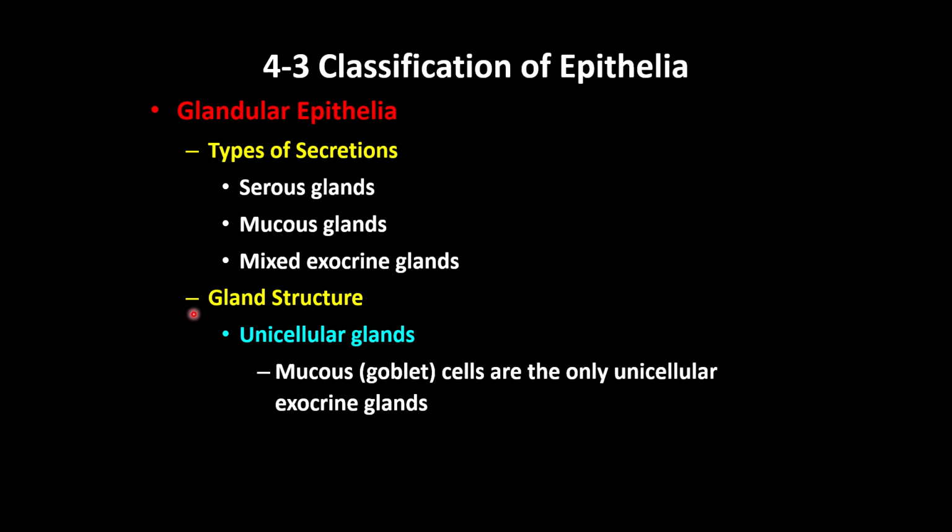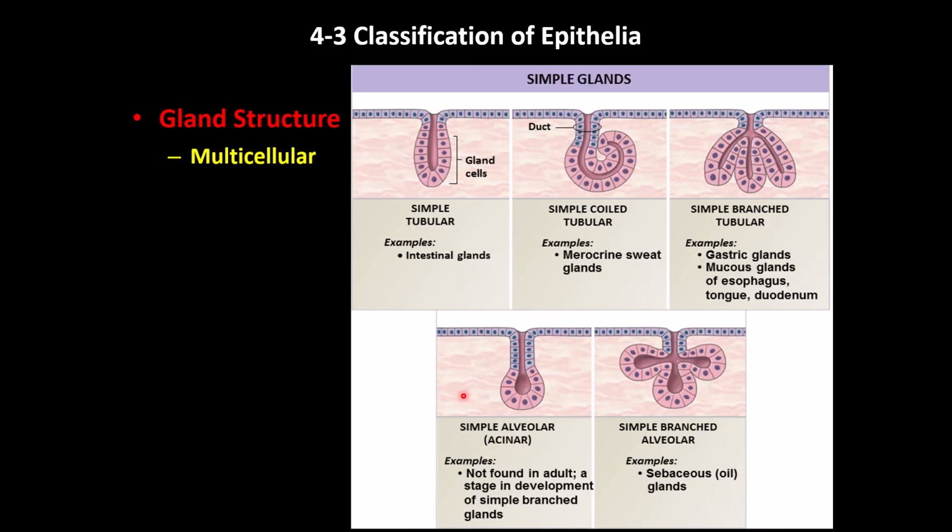Gland structure is another classification of the glandular epithelia. That divides based on the number of cells. One is called unicellular glands, which means there is only one cell at a time. They are randomly distributed in different parts of the epithelial tissue. They produce mucus, and these are called goblet cells. A good example of this is in the intestine and also in the respiratory tract.